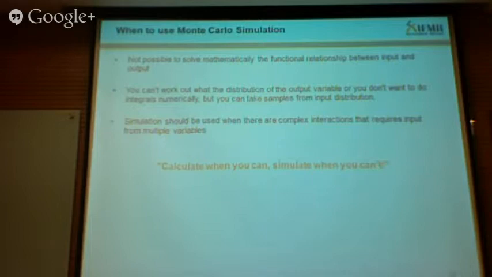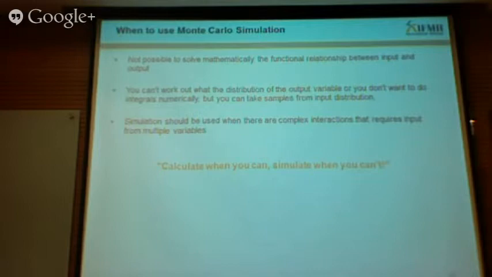But not all situations will have a very simple mathematical relationship like this. Situations in which you cannot get a handle on what kind of output distribution you will get are the situations where you should use a simulator. You should also use a simulator when there are complex interactions, because it becomes very difficult to handle these mathematically. So in one line, you should calculate when you can, and you should simulate when you cannot calculate.